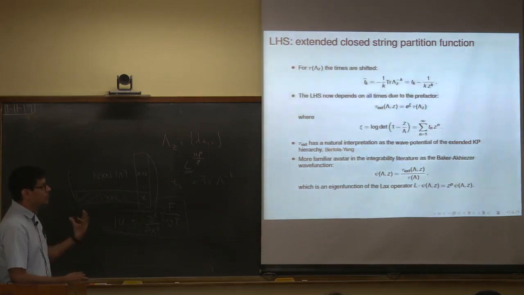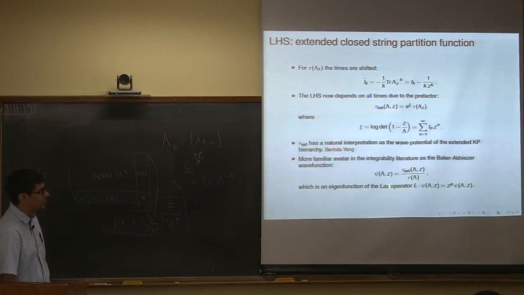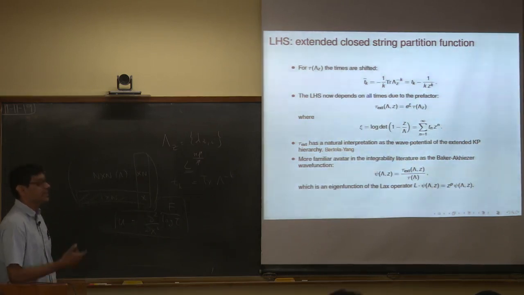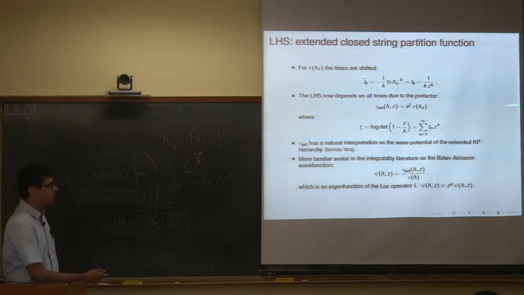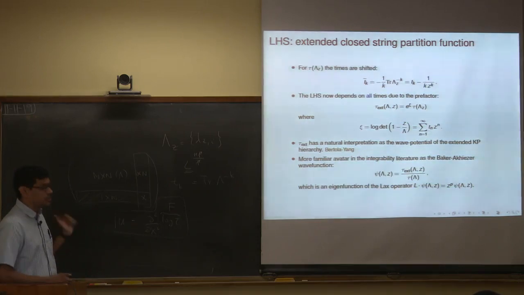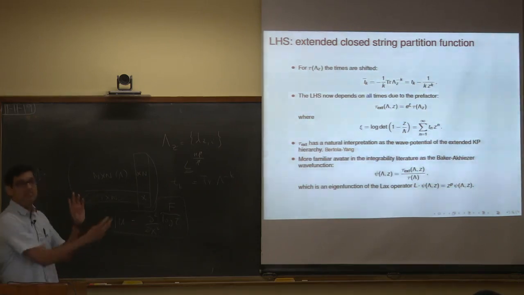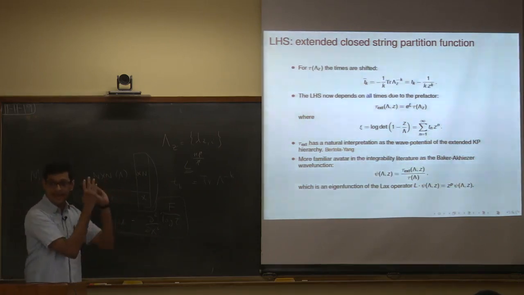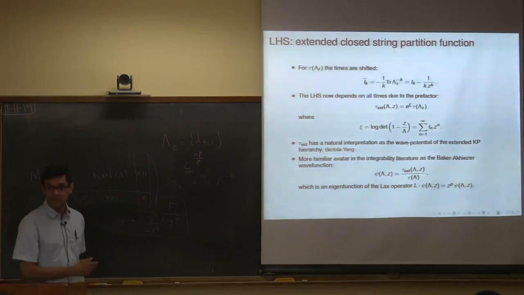And in case you are familiar with this, if I take a ratio of this tau extended with tau of lambda, the unperturbed one, the undeformed one, then this is already known to the physics literature as what is called the Baker-Akhiezer function, whose property is that it is an eigenfunction of this Lax operator defined with the eigenvalues a to the p. Okay, so we have identified our left-hand side as something definite.